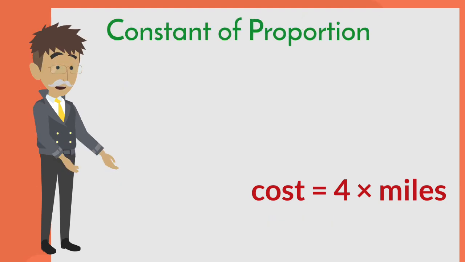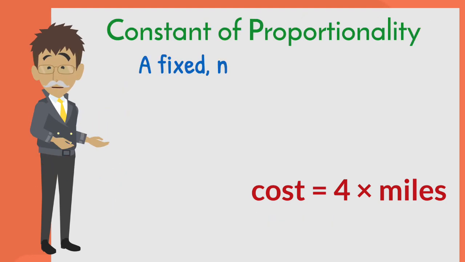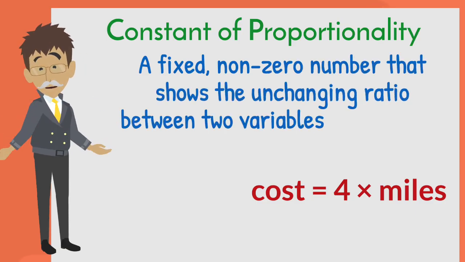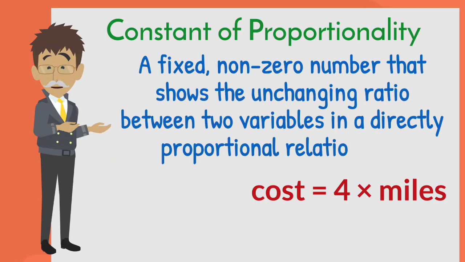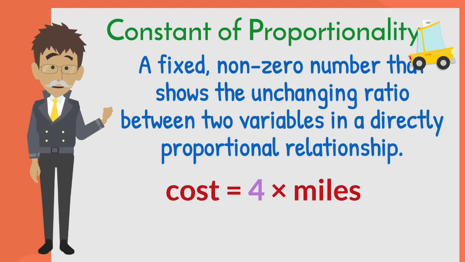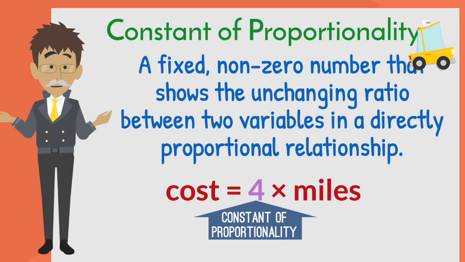Constant of proportionality. A fixed, non-zero number that shows the unchanging ratio between two variables in a directly proportional relationship. In the taxi ride example, $4 per mile is the constant of proportionality.